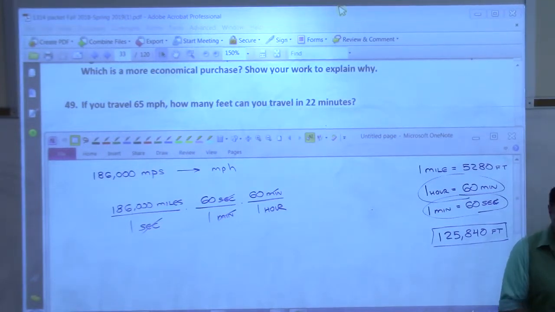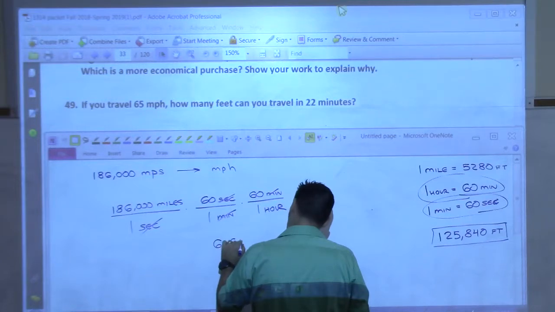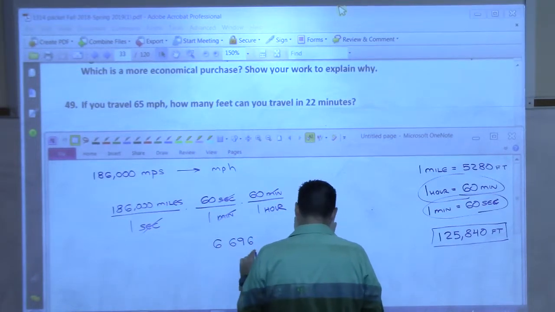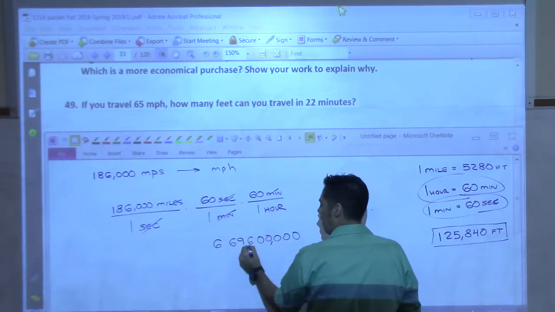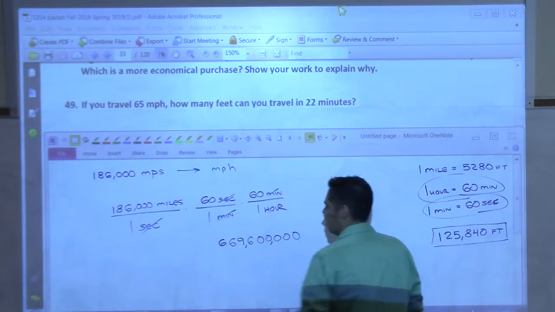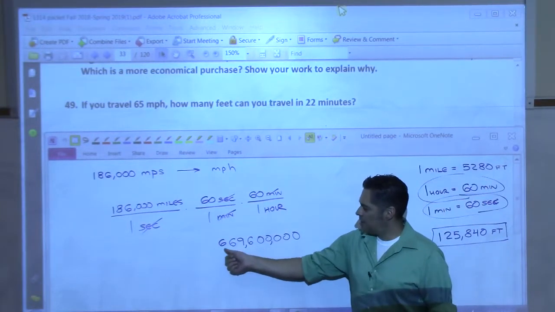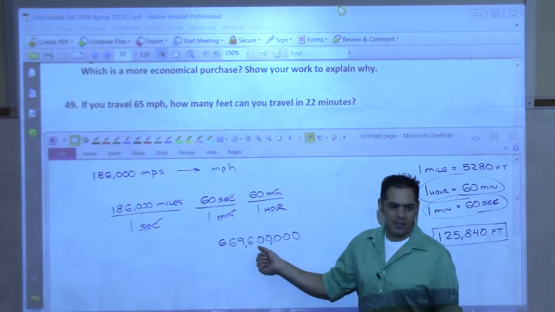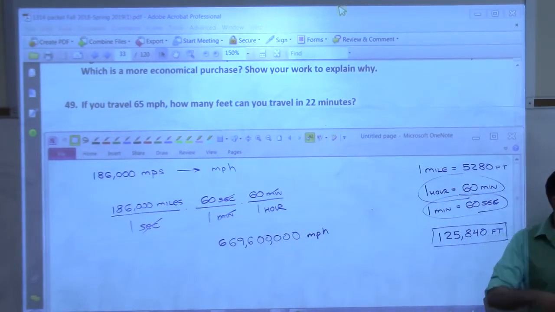It's going to be a big number. 6696, my comma's in the wrong place here. 0, 0, 0, 0, 0. Make sure I have the right number of zeros here. Yeah. So how fast is that? 669,600,000 miles per hour. I mean, that's a speed that you can't even really put your head around, can you? That's super fast.